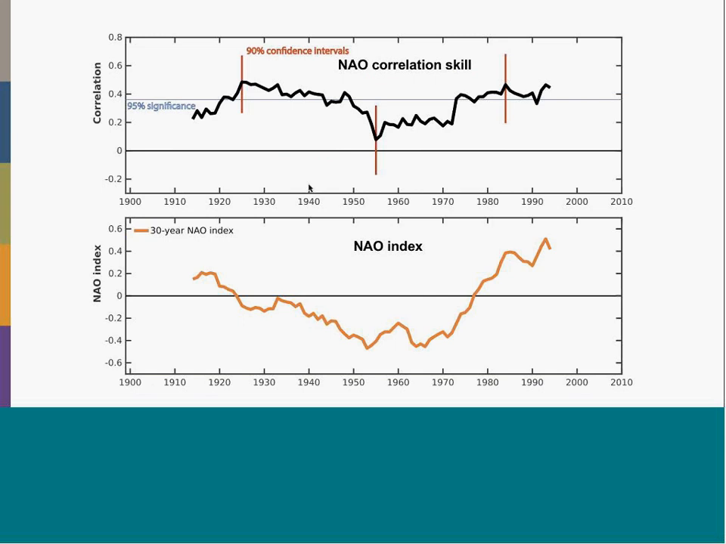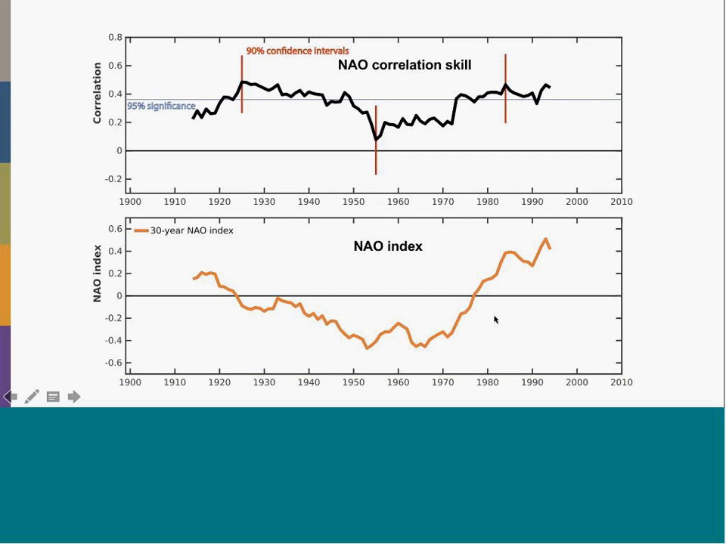If we compare the correlation skill, the top plot here is the same as in the previous slide, with the index of the NAO itself, we see, as is very well known, this quite strong positive increase in the NAO towards positive NAO states in the 1970s and 80s. And we see a period of more pronounced negative NAO states in the middle of the century. And we see that in general, the periods of significant forecast skill coincide with periods when the 30-year average NAO index, which is this orange line here, is positive.